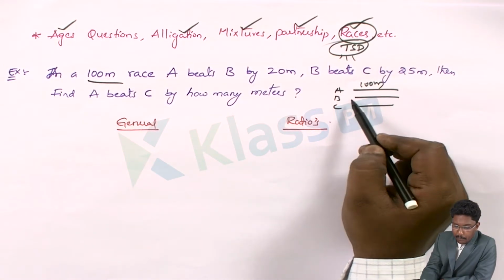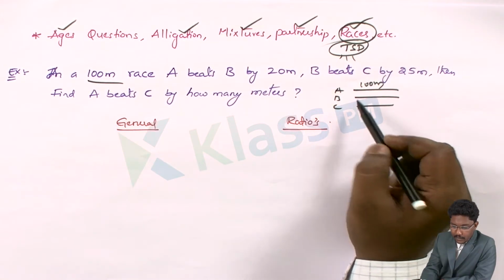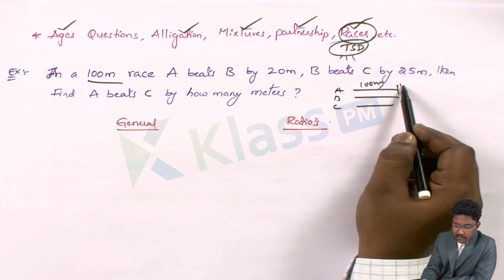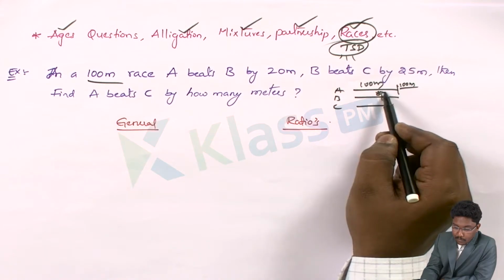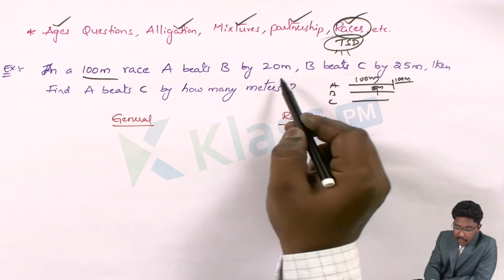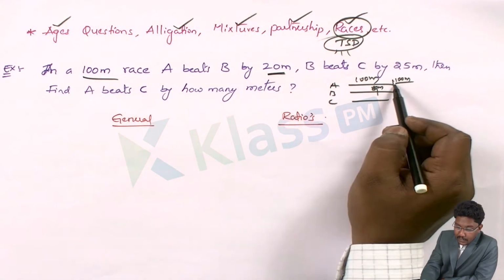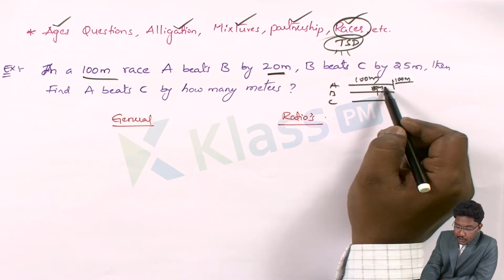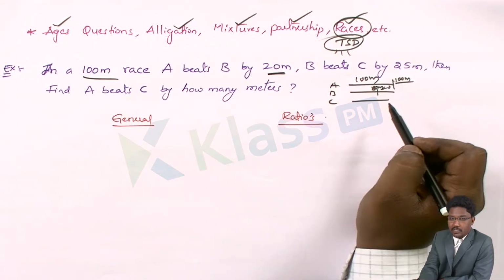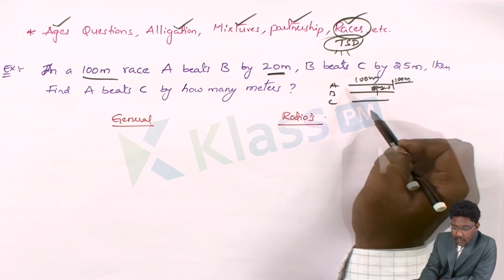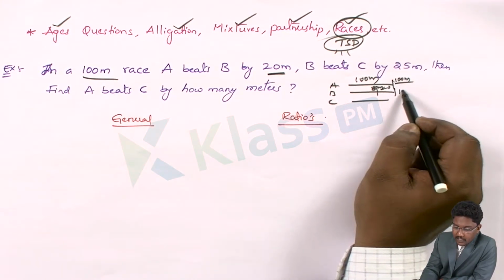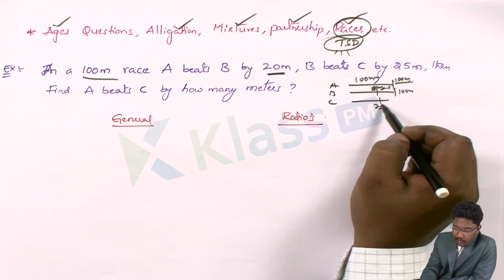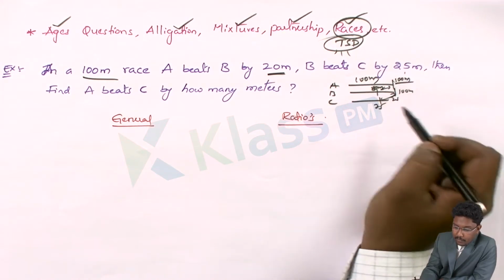A beats B by 20 meters, means when A finishes his race at 100 meters, B is at 80 meters, because the difference between A and B is 20 meters when A finishes the race. In this way, B beats C by 25 meters, means when B finishes his race, C is at 75, because the difference is 25 meters.